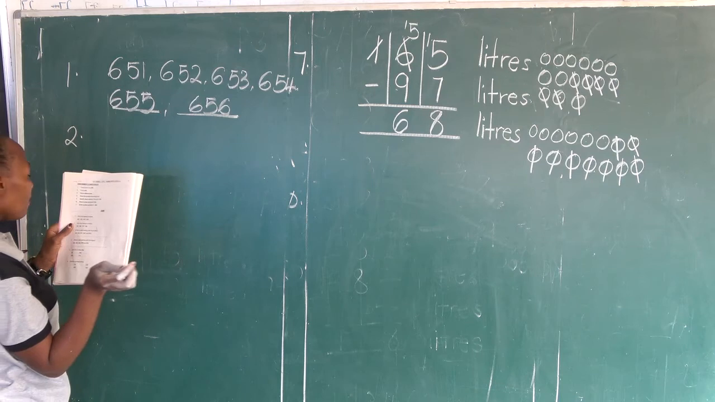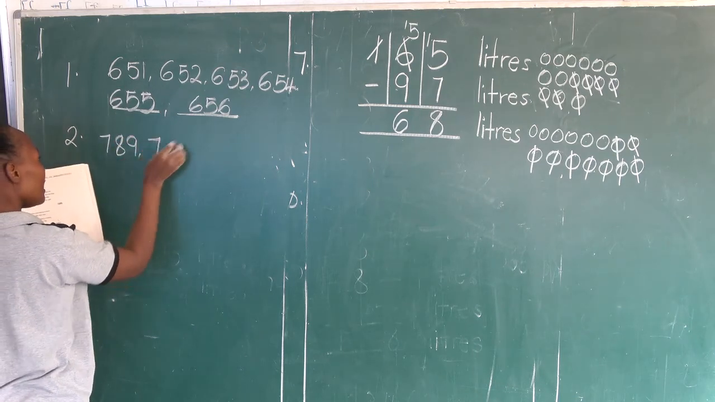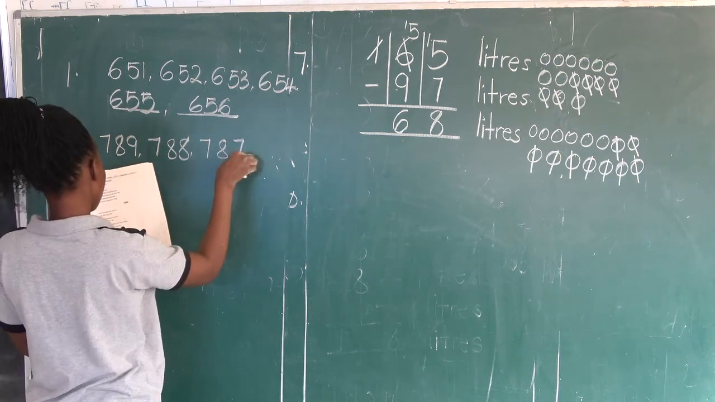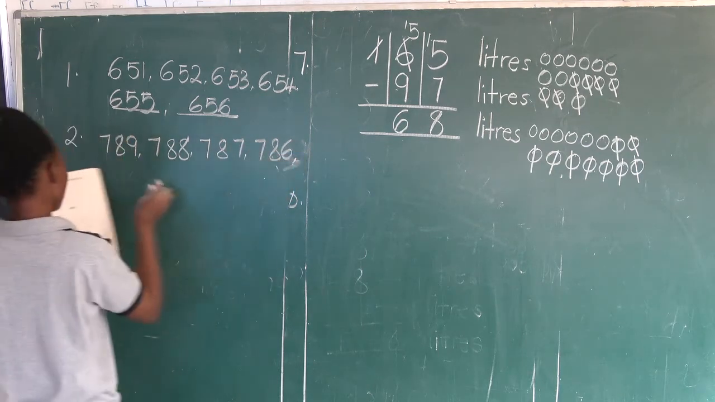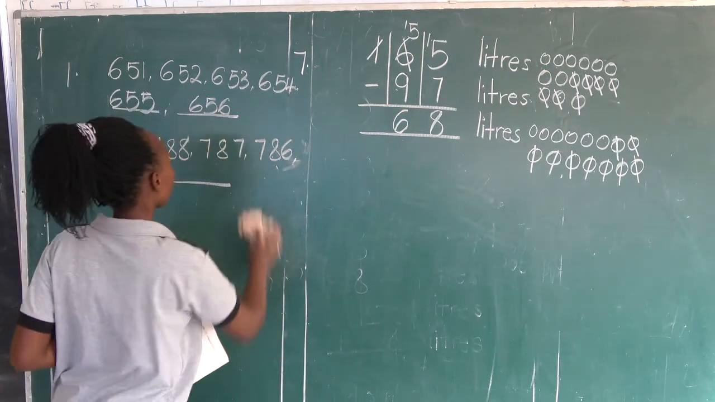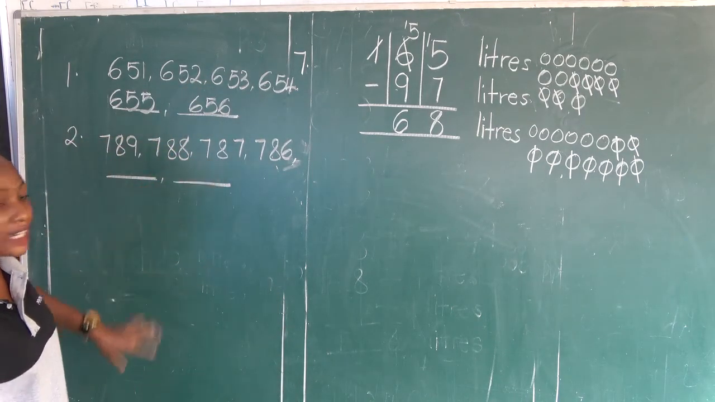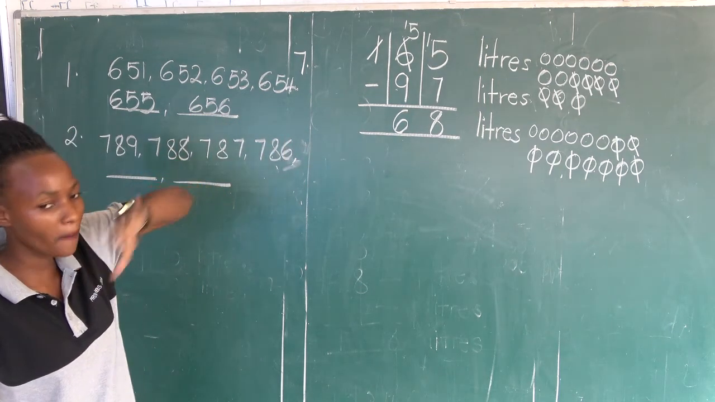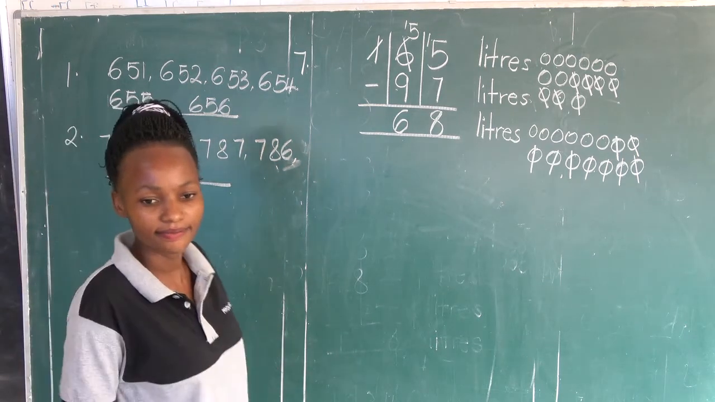And on number 3 we have 789, 788, 787, 786, dash and dash. Look at this number carefully. Here they were adding, here they are subtracting, or they've arranged these numbers in descending order from biggest to smallest. Now, which number comes next?